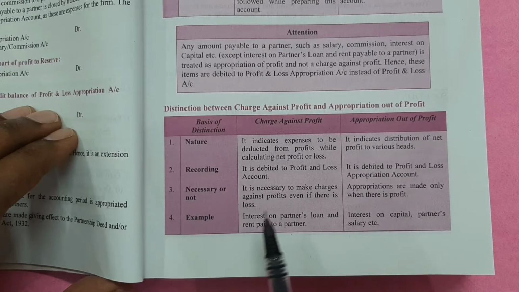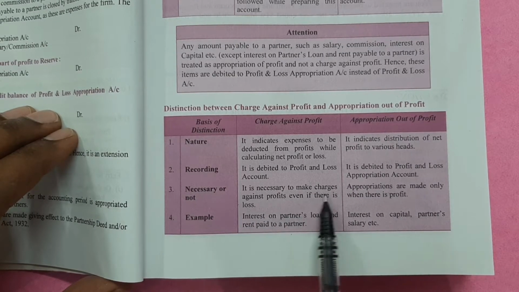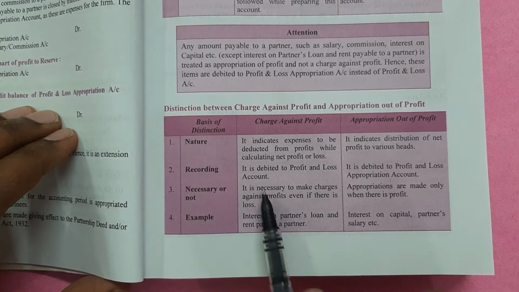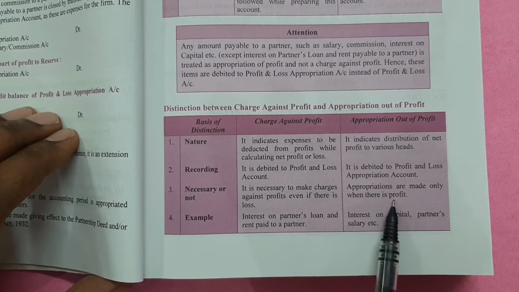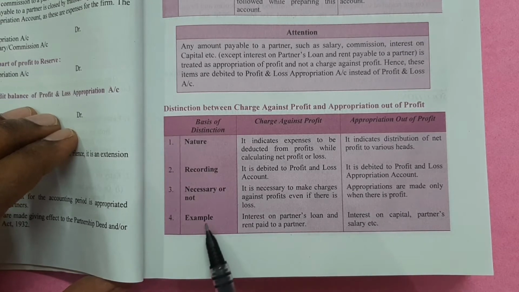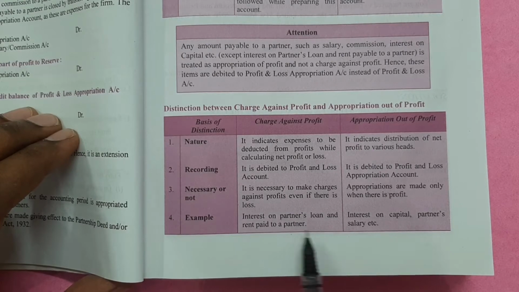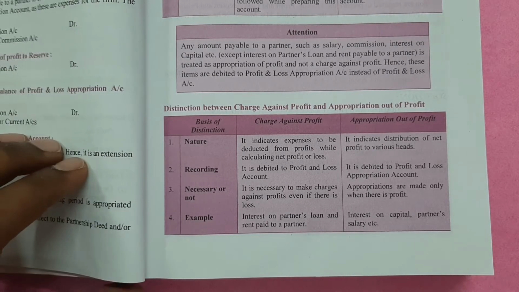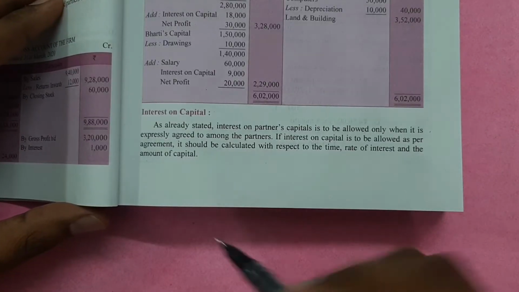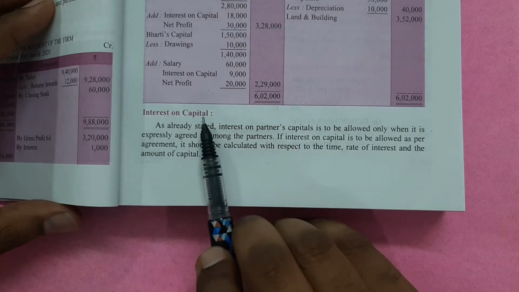Necessary or not necessary? A charge is necessary even if we have profit, even if there is loss. We have to deduct the charge. Appropriations will be done only in case of profit. Examples of charges are interest on partner's loan and rent paid to partner, and examples of appropriations are interest on capital and partner's salary. Now another point that we will be covering in today's video is interest on capital.